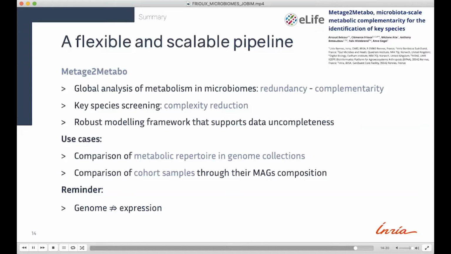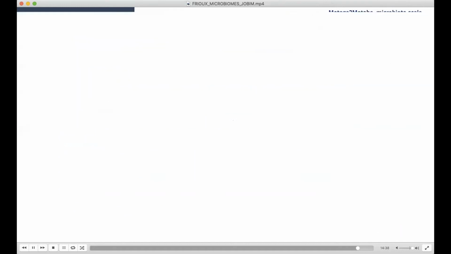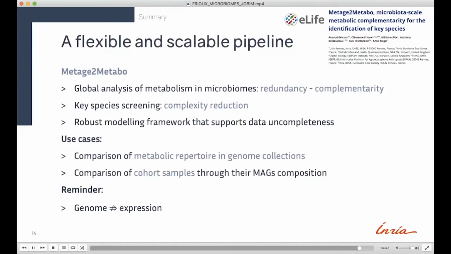In my presentation, I illustrated the use of M2M for genome or MAGs collections. However, another use case that is presented in the paper is to build a community by sample in a metagenomic cohort, one sample, one community, and then compare them. So we did it for samples in the MetaHit dataset. Finally, just to remember that we look at what might be producible, and we would need metatranscriptomics to further refine predictions in the context of each environmental condition.